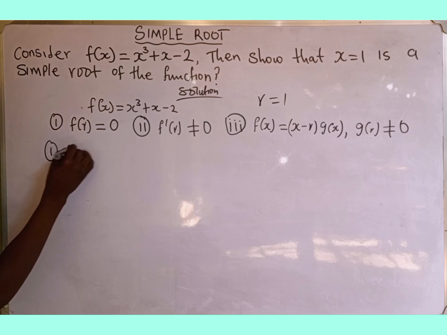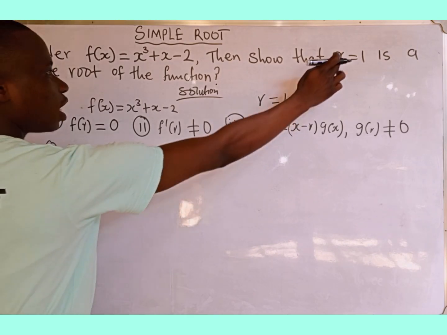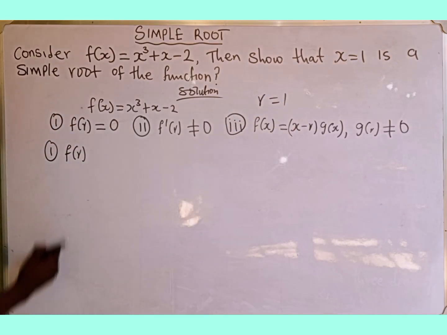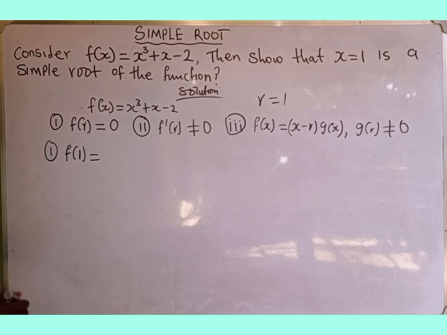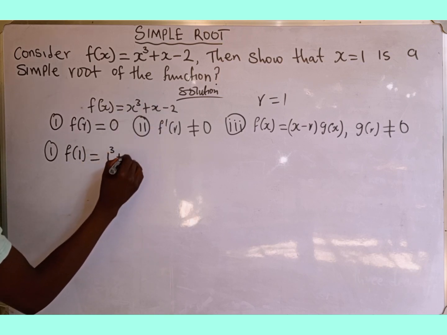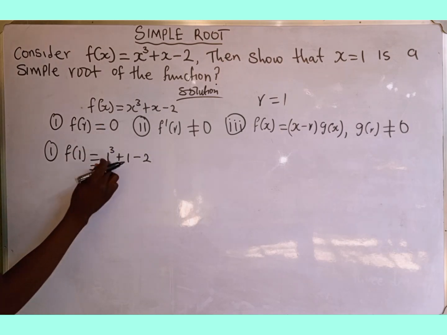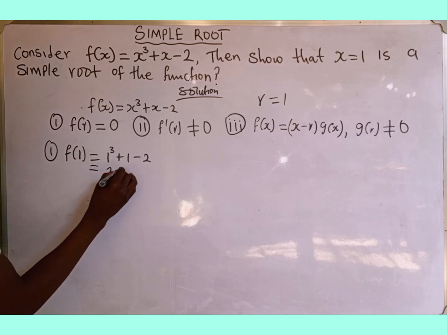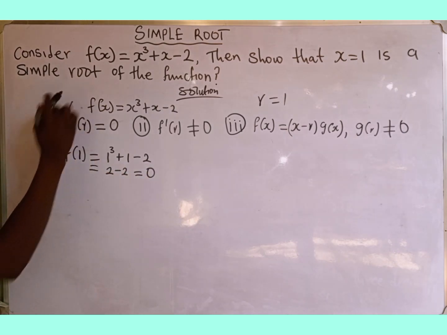We say that f of r, and remember r is equal to 1 from the question. This is just the root. x is equal to 1, r is 1. So what this implies is f of r means f of 1, which is equal to, we are going to substitute 1 into the function. Anywhere we see x, we replace it with 1. So the first one is x cubed, it's going to be 1 cubed, then plus x, which is 1, then minus 2. Which is equal to 1 cubed is 1, then 1 plus 1 is going to give us 2, then 2 minus 2 is equal to 0. Therefore, the first condition is satisfied.